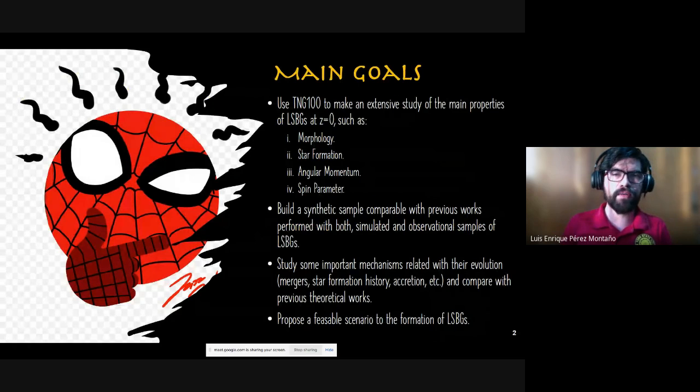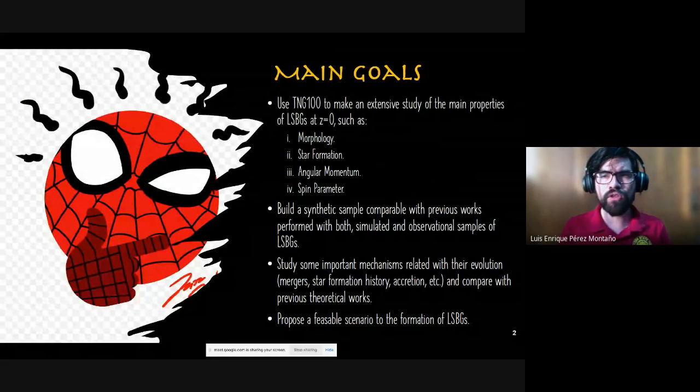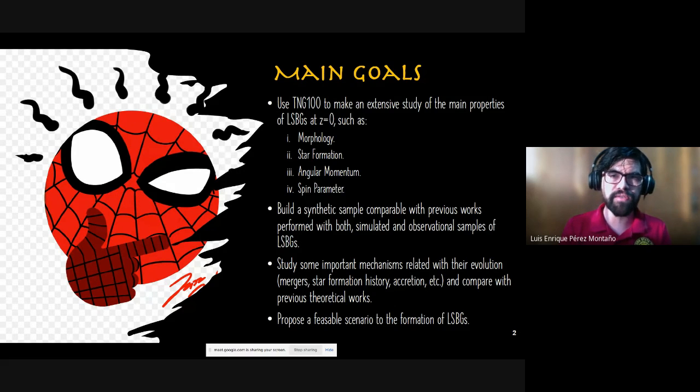But in particular, I will talk about IllustrisTNG. So what we do is use TNG to make an extensive study of the main properties of LSBGs at redshift 0, which allows us to select a local population of LSBGs comparable, similar to observations, and then taking these galaxies at redshift 0, we look back in time at how these galaxies evolve.